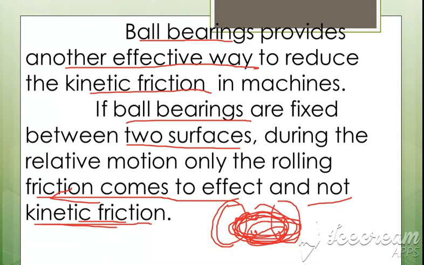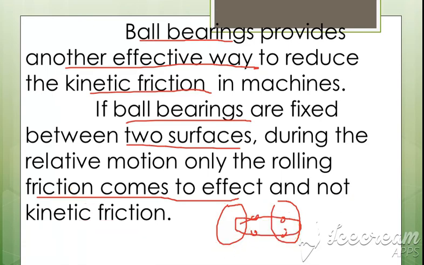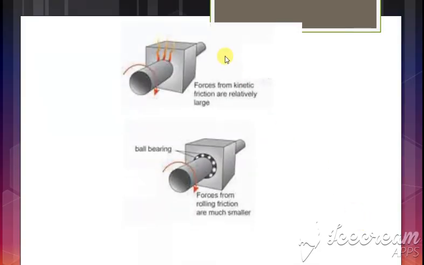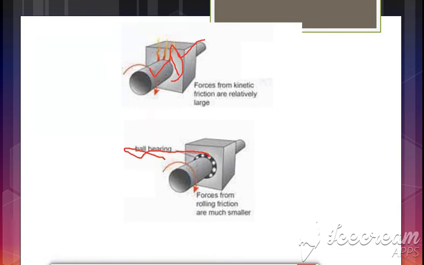So this is the use of ball bearings, which is used to reduce the friction. Here we have the diagram. This is an object and this object is placed on ball bearings. With the use of ball bearings, the friction between these two objects, this and this, can be reduced with the help of the ball bearings. Okay.